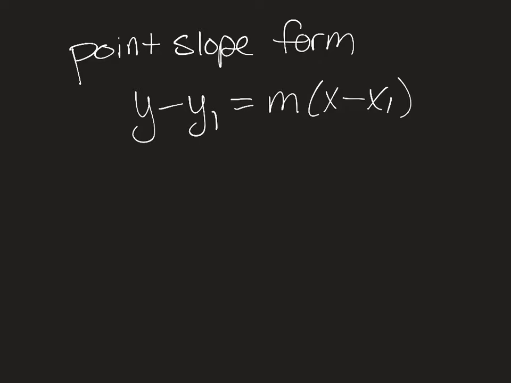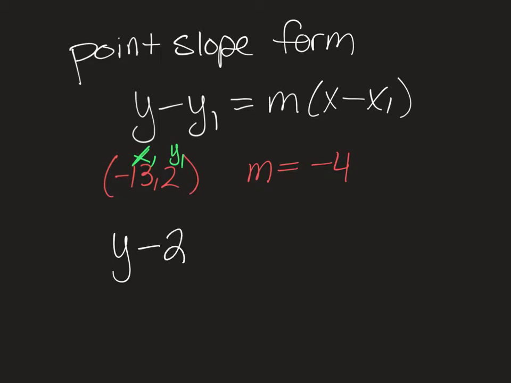So you will be given a point and a slope. And so you're going to plug those numbers into your formula and then solve it for y. Right, so remember this is x1. My pen's about to die. So then we have y minus y1, which is 2, equals m, which is negative 4, times x minus x1.